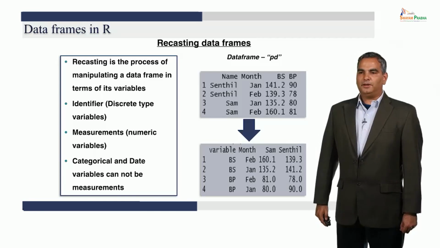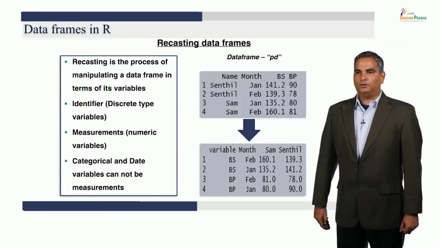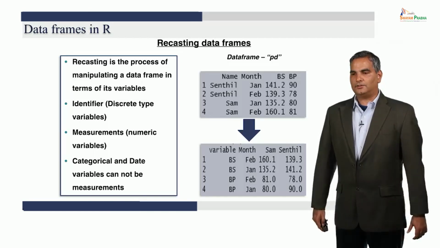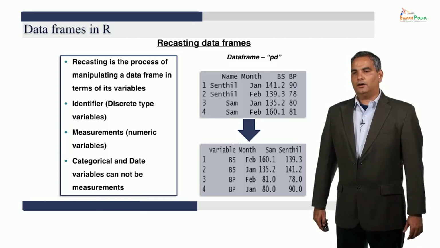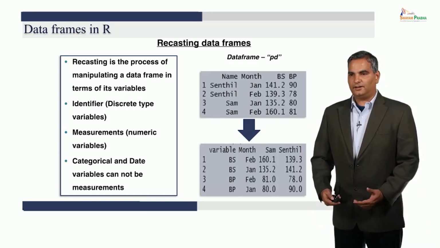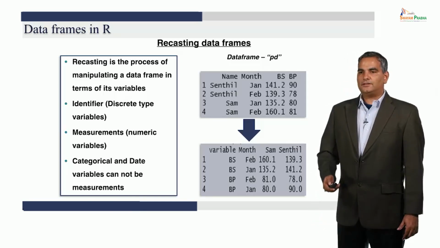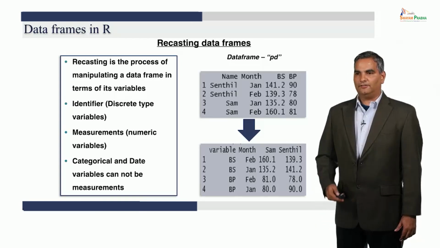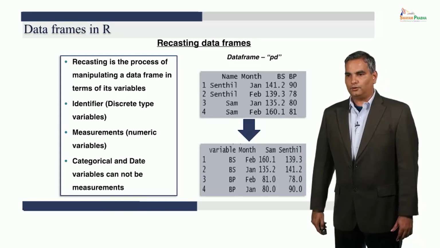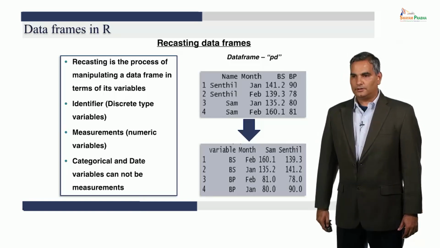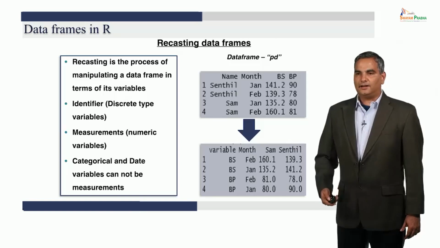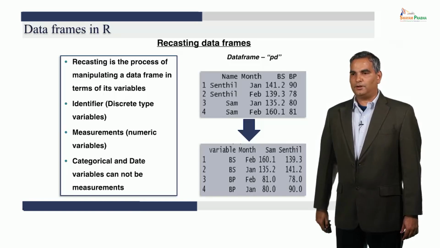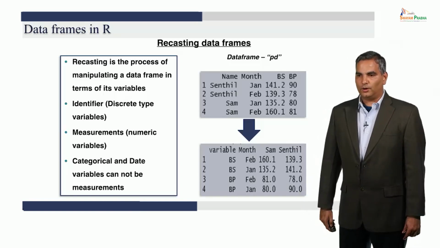Now, there might be cases where you want to recast this data frame in different formats so that some of the algorithms are easier to implement, or you might want to get statistics of things that are different, for example. So in this case, if you look at this data frame at the top, you have a name, you have a month, and you have the blood sugar and blood pressure of that person for those months, January here. And the second data tells you Sindhil in February had 139.3 as blood sugar and 78 as blood pressure, and so on.